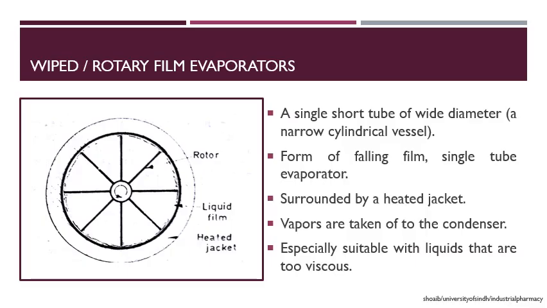The next category into the film evaporators, the wiped film evaporators, are also known as the rotary film evaporators. Its structure is somewhat similar to the drum dryer. Now there is a rotor that revolves this drum. There is a circular drum that is revolved by a rotor, and this drum is surrounded by a heated jacket, and the liquid to be evaporated is present inside this drum.